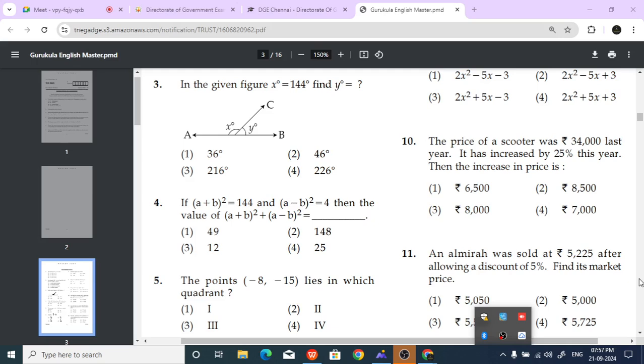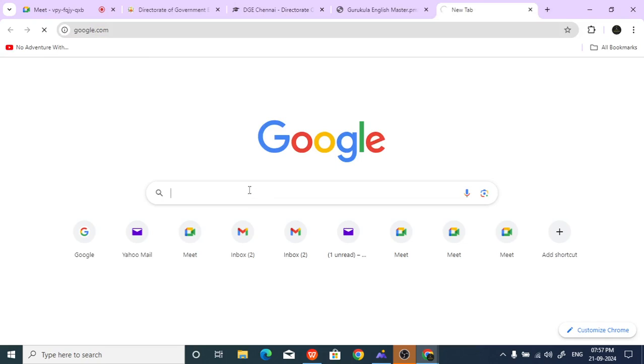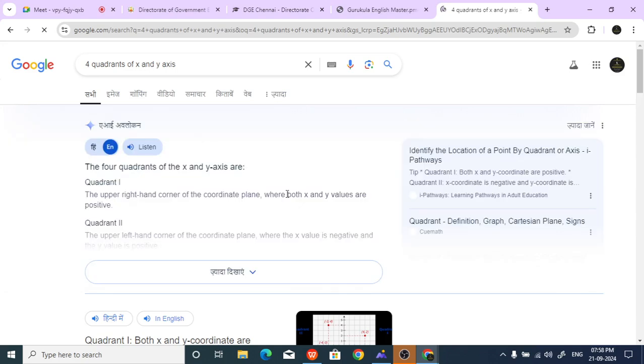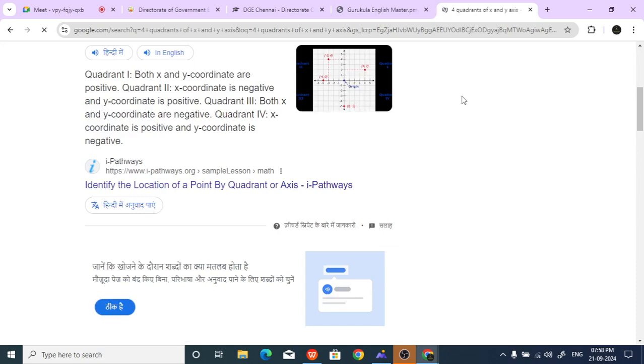Hello? You want me to show the pictures? Four quadrants of x and y axis. We'll see. Why is it not working? Are you getting it? Are you able to see this? Hello, children. Are you able to see this?